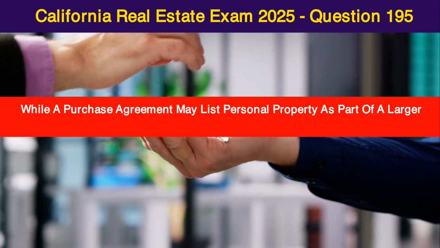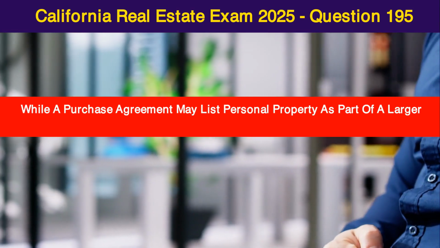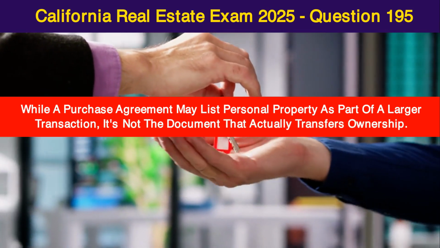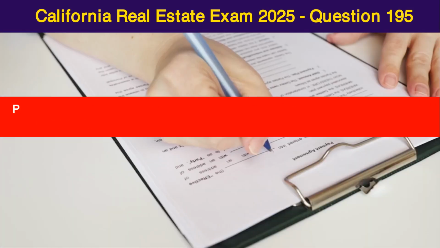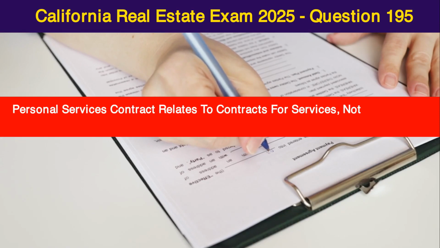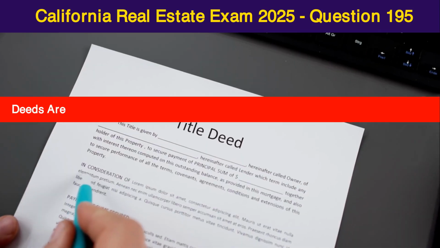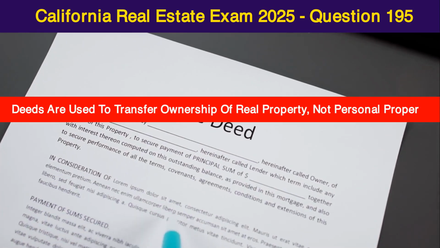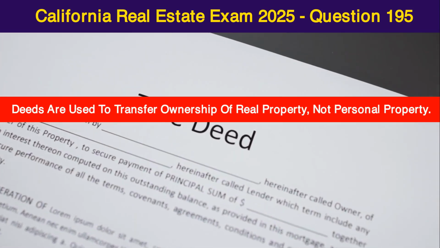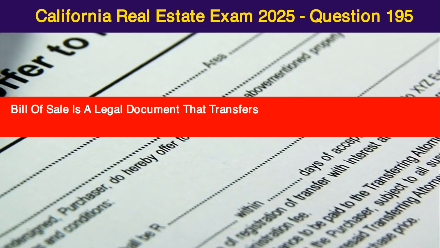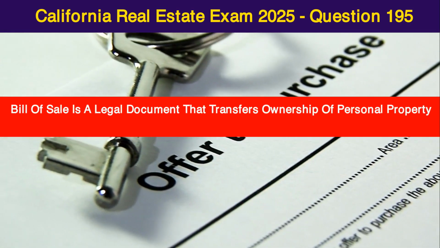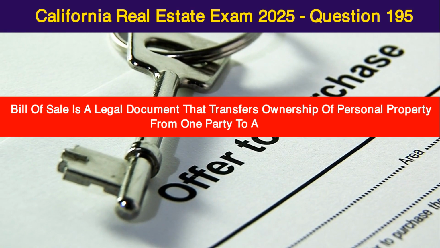While a purchase agreement may list personal property as part of a larger transaction, it's not the document that actually transfers ownership. Personal services contract relates to contracts for services, not the transfer of property. Deeds are used to transfer ownership of real property, not personal property. Bill of sale is a legal document that transfers ownership of personal property from one party to another.